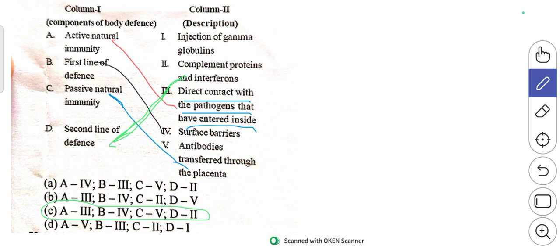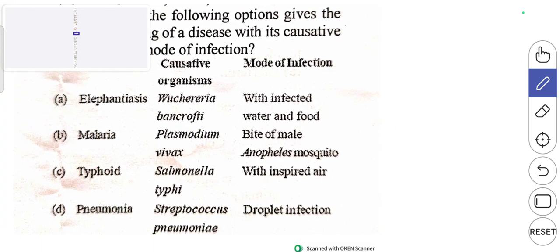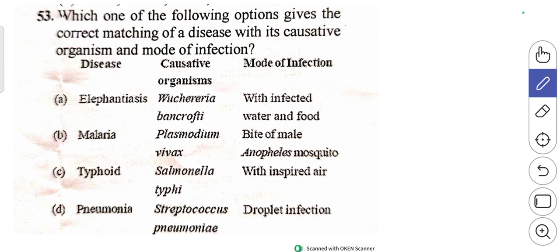So we'll discuss the next one, match the following, that is elephantiasis.